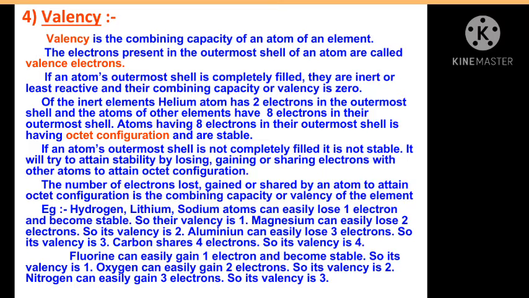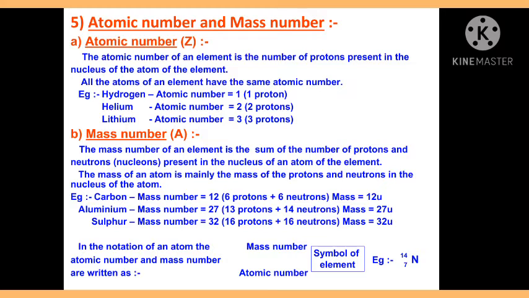Now let us find out what is atomic number and mass number. So atomic number: we know that protons are present in the nucleus of an atom. It is the number of protons of an atom which determines its atomic number. It is denoted by capital Z. All atoms of an element have the same atomic number Z. In fact, elements are defined by the number of protons they possess.